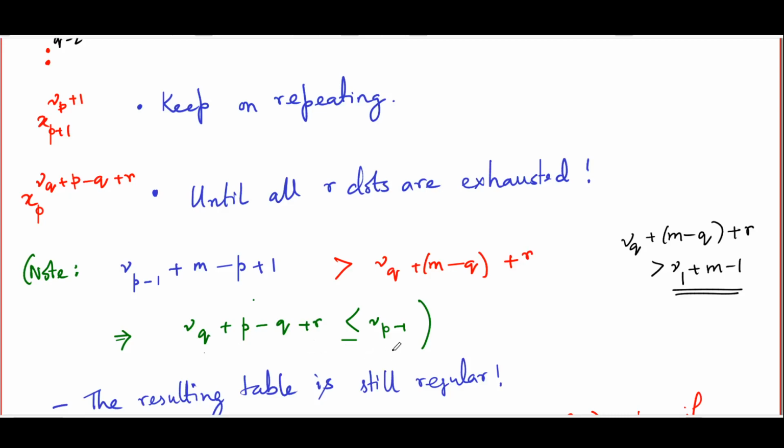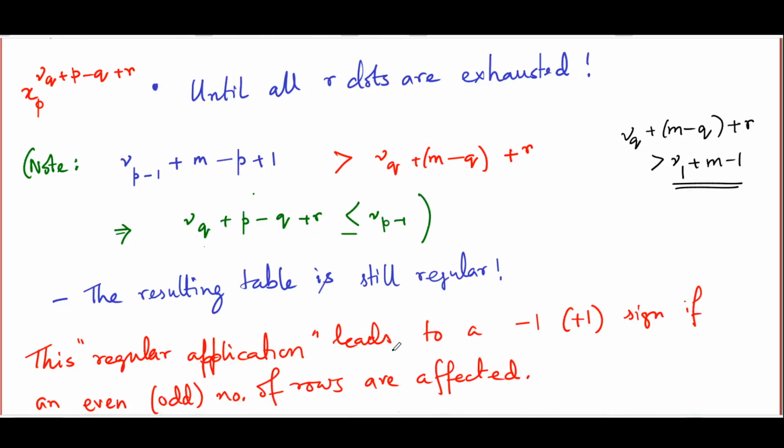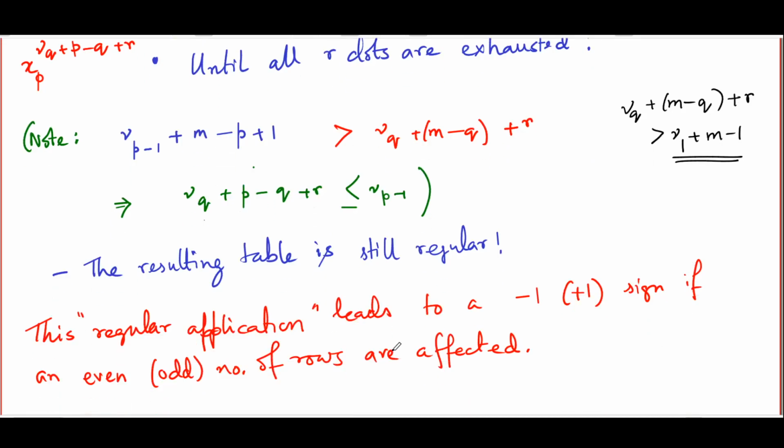Now, as for the sign for this diagram, the basic idea is pretty simple. All you have done is affect a number of different rows in your diagram, in fact exactly p minus q rows, and if p minus q happens to be even, you are going to get a minus sign. Remember, the factor was minus 1 to the power p minus q minus 1.